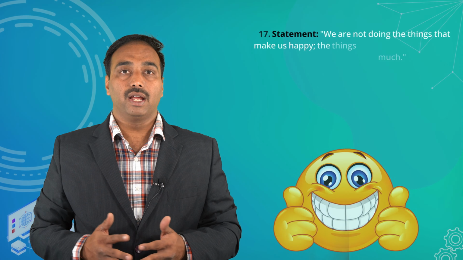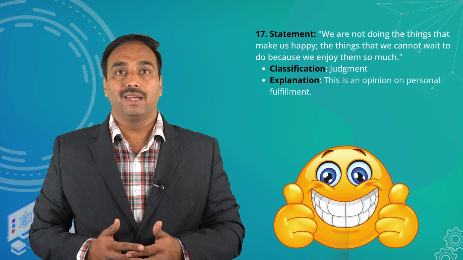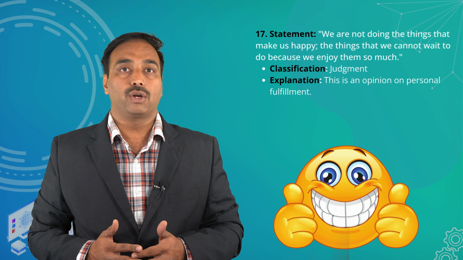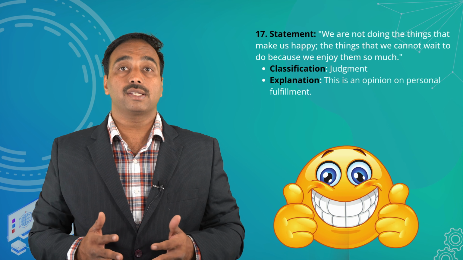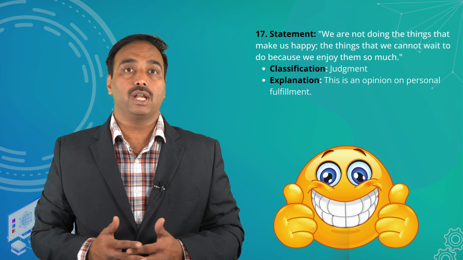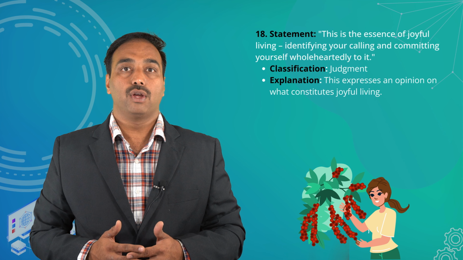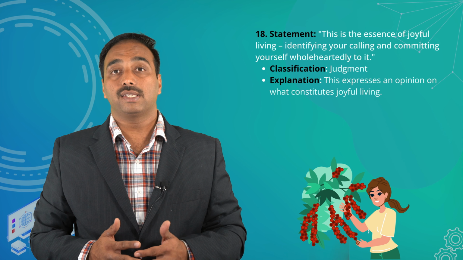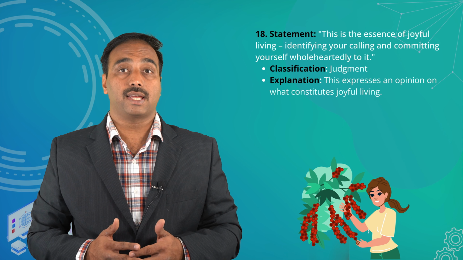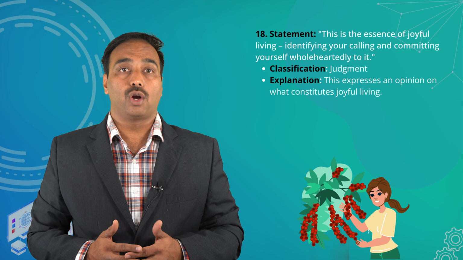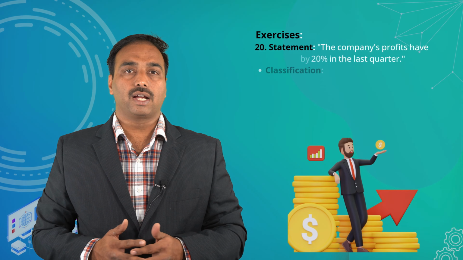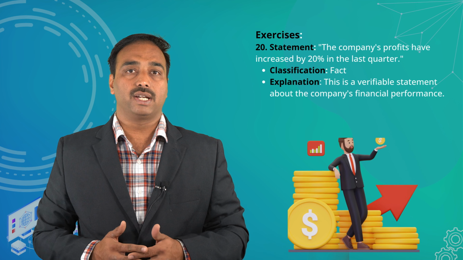Next statement: we are not doing the things that make us happy, the things that we cannot wait to do because we enjoy them so much. This is an example of judgment. This is an opinion on personal fulfillment. Next statement: this is the essence of joyful living, identifying your calling and committing yourself wholeheartedly to it. This is a judgment because this expresses an opinion on what constitutes joyful living. Next statement: the company's profits have increased by 20% in the last quarter.